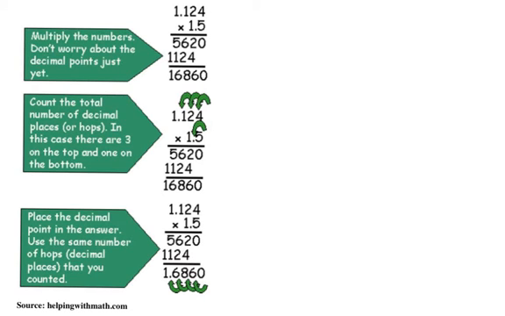Now I'm going to look at problems where I am multiplying decimals. So when you're multiplying decimals, in the beginning, don't worry about the fact there's decimals. Just treat it like a normal multiplication problem. However, when you get to the end and you have your answer, you're going to need to go back up into the problem and count out how many total number of decimal places, or hops, they call them here. So here I have 3 decimal places in the top and 1 in the bottom. So that means in my answer, I'm going to have 4 decimal places, or 4 hops.